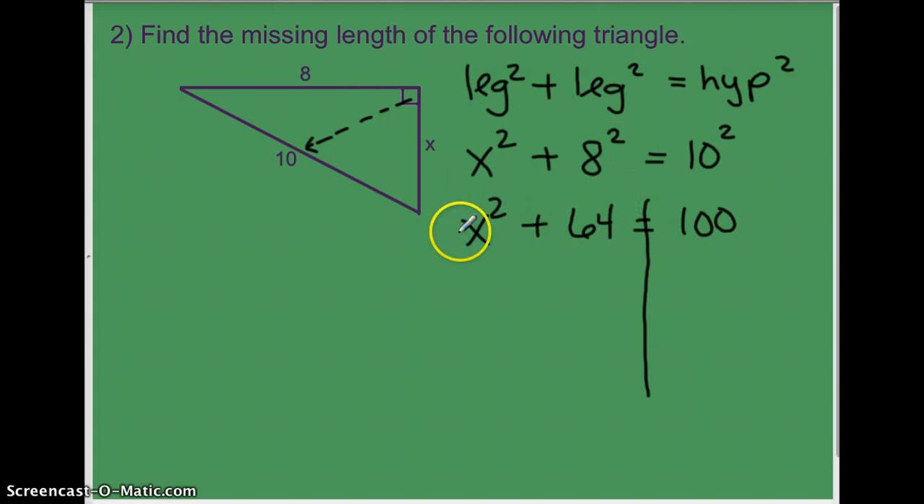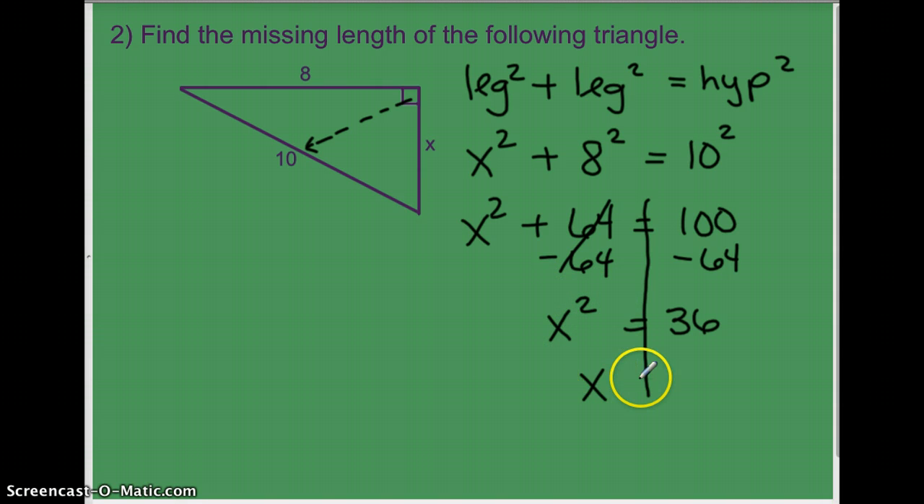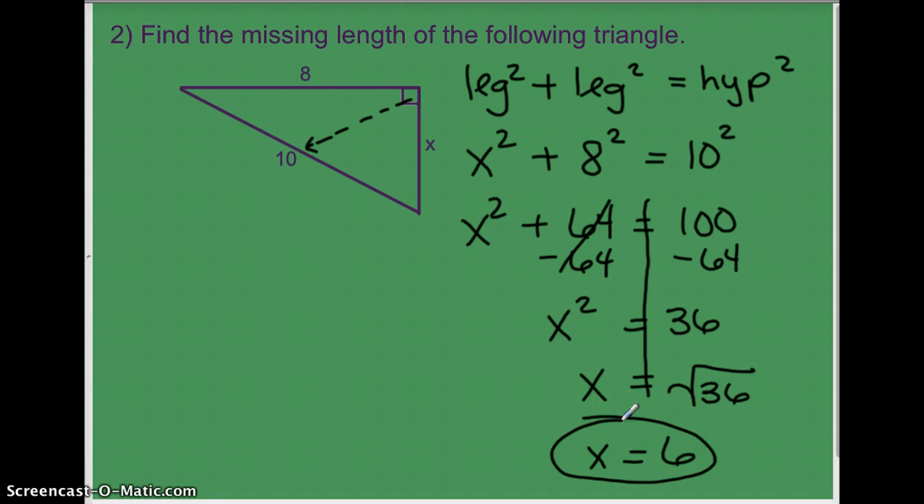So I need to work on getting the x by itself. So I need to subtract 64 from both sides. And I'm left with x squared equals 36. And remember, to undo squaring something, we have to take the square root. So we're actually trying to figure out what the square root of 36 is. What number times itself would give you 36? And we know that that is 6. So our answer is 6.